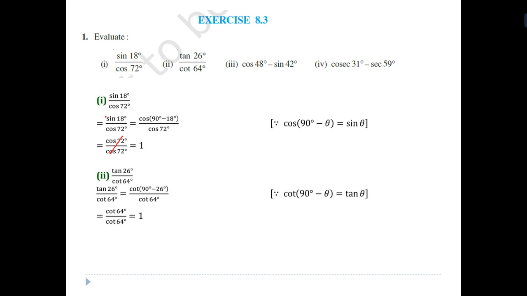Now, first and second and third I have already solved. Fourth, you will get answer 0. Again here you will get answer 0. Here we can get answer 1. Here you will get answer 1.